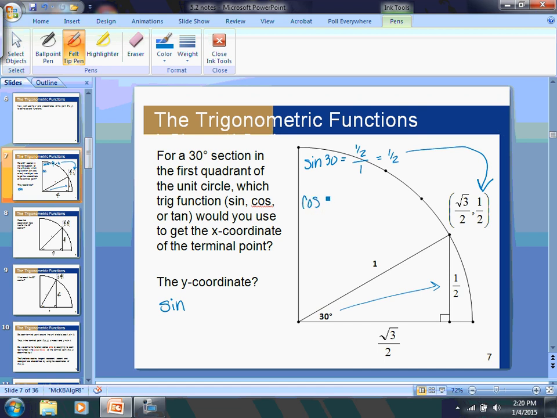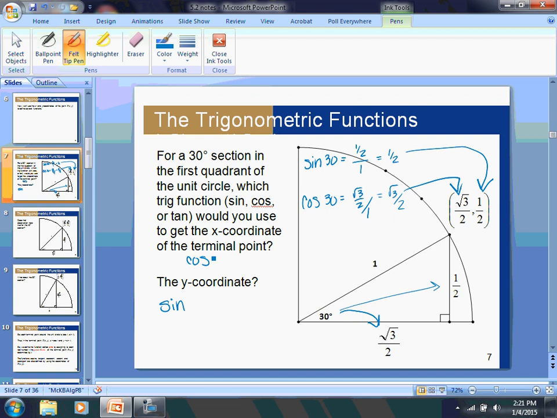Okay, let's do cosine. Cosine of 30 is going to be the adjacent side over the hypotenuse. Now the adjacent side is the side that's like right next to the angle. So that's square root 3 over 2 over 1. 1 is our hypotenuse. So that's just the square root of 3 over 2. And hey, that's our x value in the terminal point. So to find the x coordinate, I take cosine of that angle. And to find the y coordinate, I take the sine of that angle.